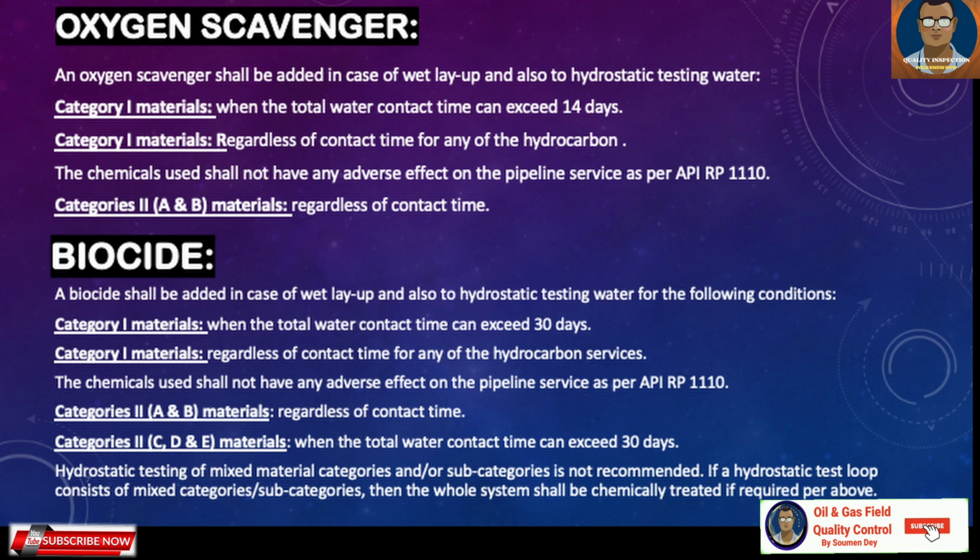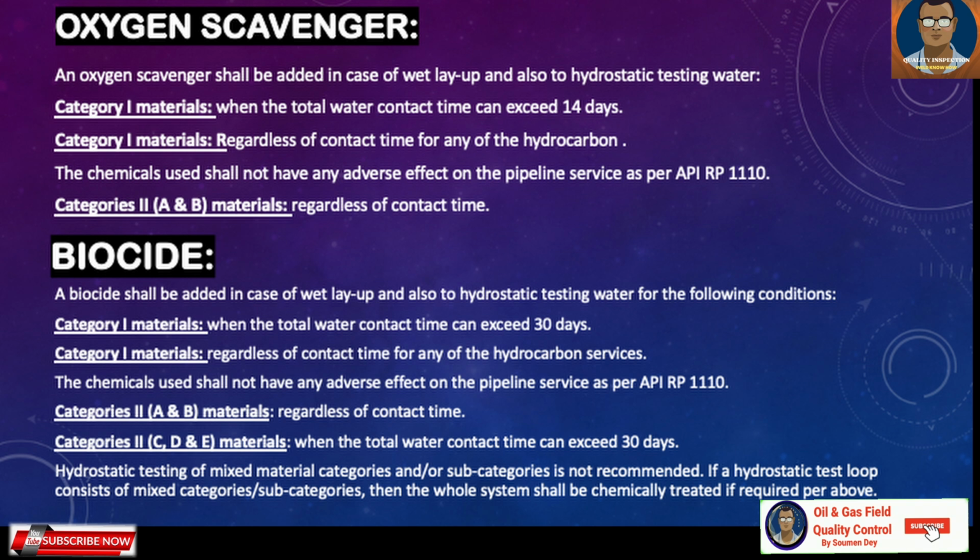The chemicals used shall not have any adverse effect on the pipeline service as per API RP 1110. So the chemical you use might kill the bacteria, but in parallel it may also be damaging the pipe material, or corroding or eating the pipe material, which is also not acceptable. So it should be compatible with the pipe material also. For category 2AB materials, regardless of contact time, you need to add oxygen scavenger, which will keep the dissolved oxygen level very low, within the acceptance limit, for a prolonged period.